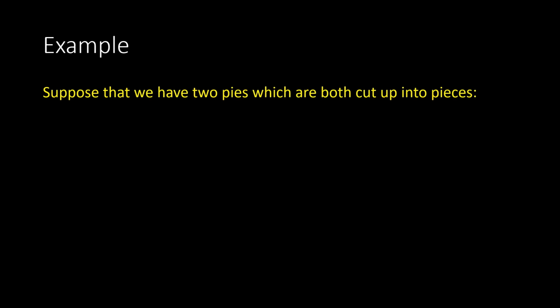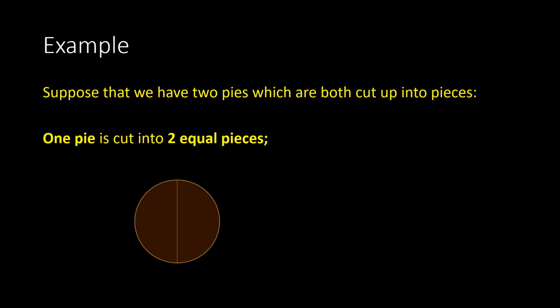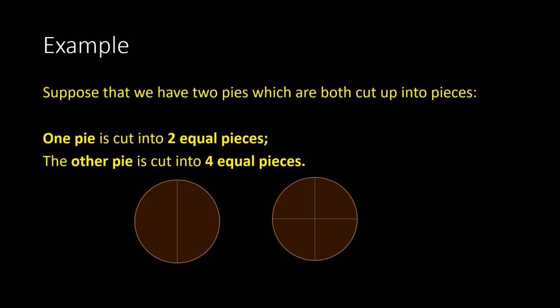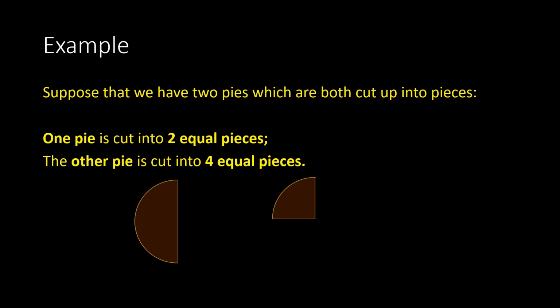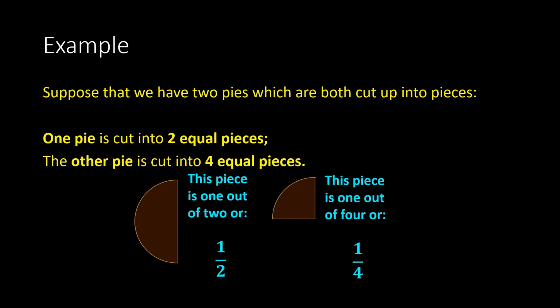Suppose now that we have 2 pies which are both cut up into pieces. One pie is cut into 2 equal pieces, and the other pie is cut into 4 equal pieces. It is not straightforward to add a piece in the pie on the left to a piece of a pie on the right, because the sizes of the pieces are different. So here this piece is 1 out of 2, and this piece is 1 out of 4. Then we can see that the piece on the left is equivalent to 2 pieces out of 4 pieces. And now we can easily add the pieces on the right to the pieces on the left. So 2 pieces out of 4 plus 1 piece out of 4 equals 3 pieces out of 4.